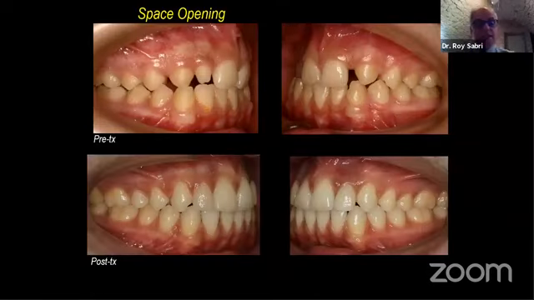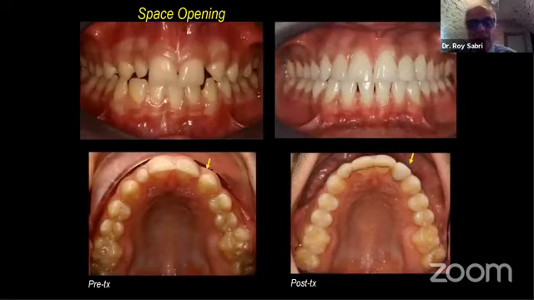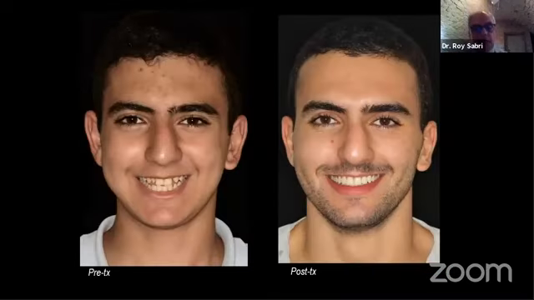And here's the nicely seated class 1. He started with a class 1, ended up with a class 1, which is easier. So space closure is really easier here for this patient. And this is the end result. And please notice the nice profile, nice.